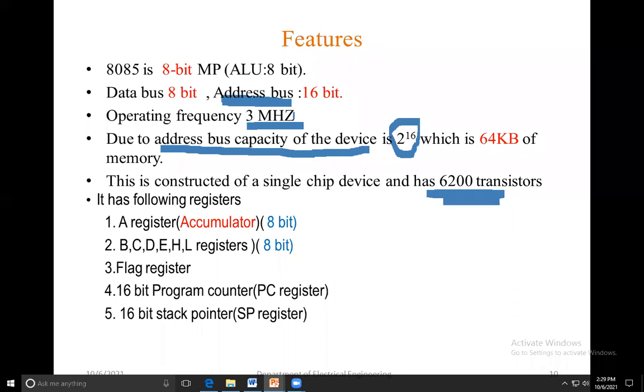So this is the very important part: the 8-bit data bus, 16-bit address bus, and operating frequency. These frequencies are very important. We will discuss at the time of programming why this frequency is required, what happens if the frequency of the processor changes, and how the calculation speed of the processor or controller will be increased by changing the frequency. Just remember this is 3 megahertz; if the frequency increases, the calculation speed increases. How it increases, we will see with timers and counters at the time of the 8051.